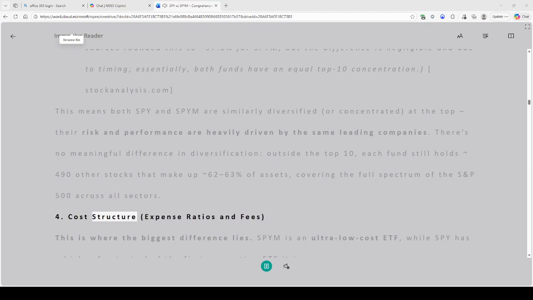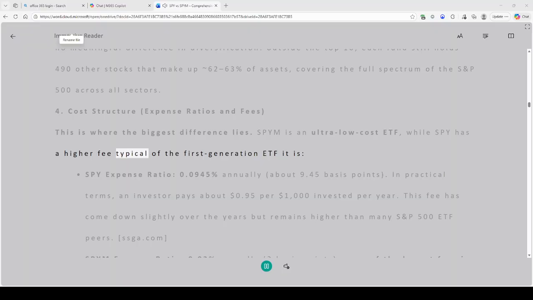4. Cost structure, expense ratios and fees. This is where the biggest difference lies. SPYM is an ultra-low-cost ETF, while SPY has a higher fee typical of the first-generation ETF it is.